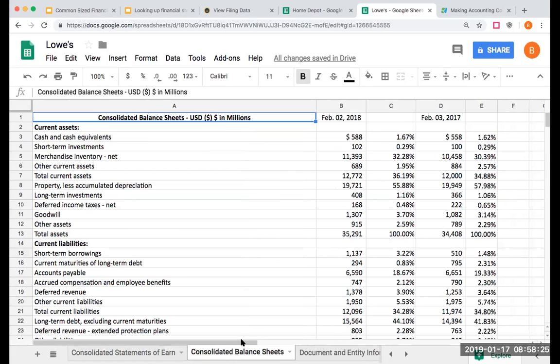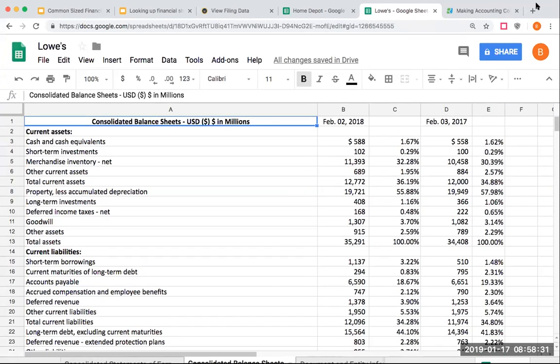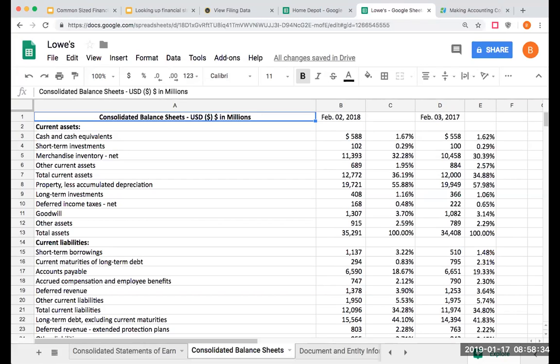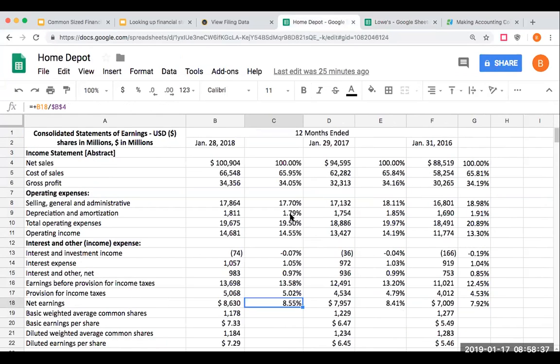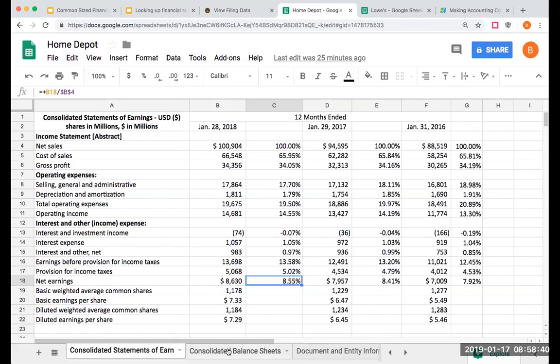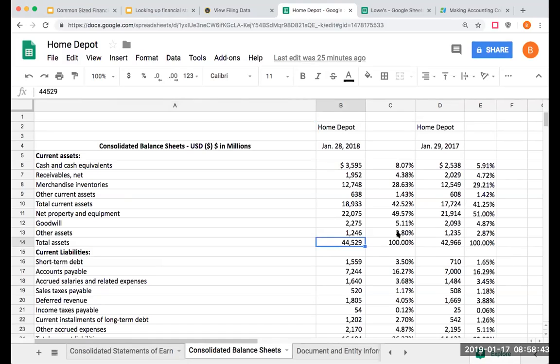When I go to my consolidated balance sheets, right over here for Lowe's, they've got about $35 billion in total assets. For Home Depot, when I look at their consolidated balance sheets, and again, how did I get these numbers? Well, I'm taking cash and cash equivalents and dividing it by total assets. This is like old school Excel or Sheets, where I'm only dividing these numbers by this amount. You use the dollar sign on these parts, but I'll let you take an Excel class for that.